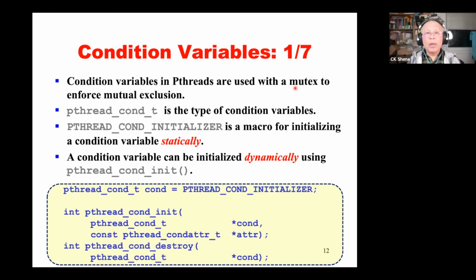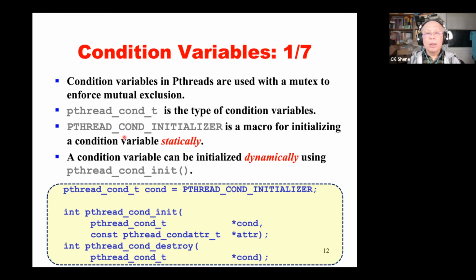a monitor has a natural boundary for mutual exclusion. So when you use a condition variable, it means you are in a monitor. And the mutual exclusion of that monitor is simulated by this associated mutex.